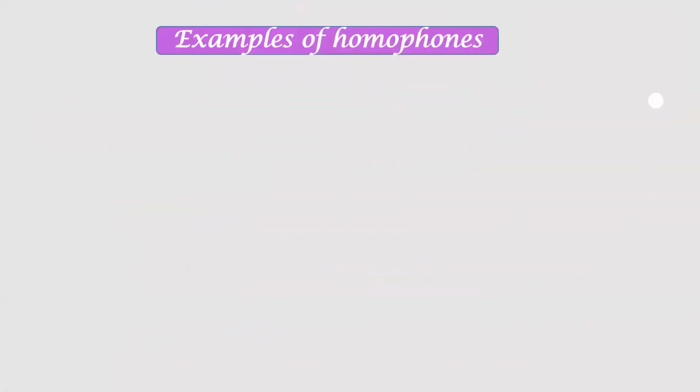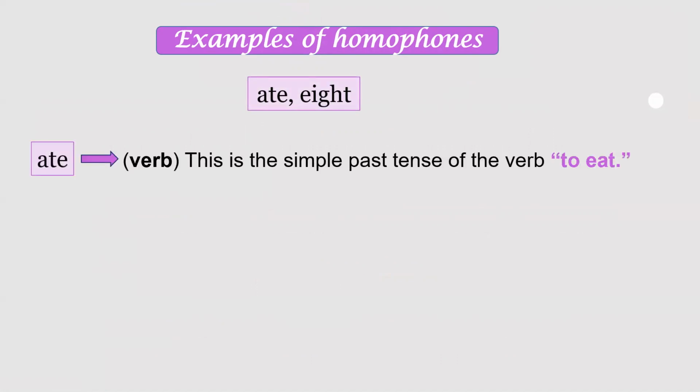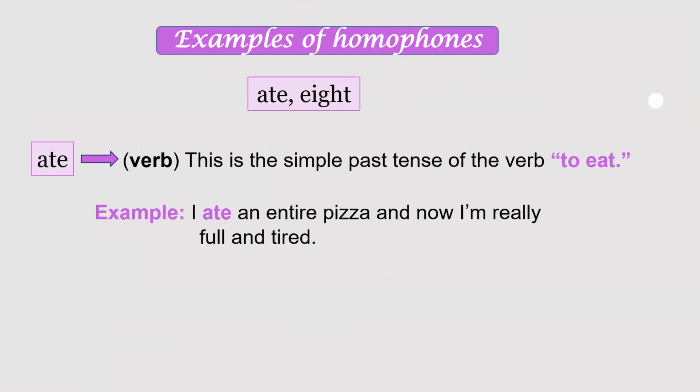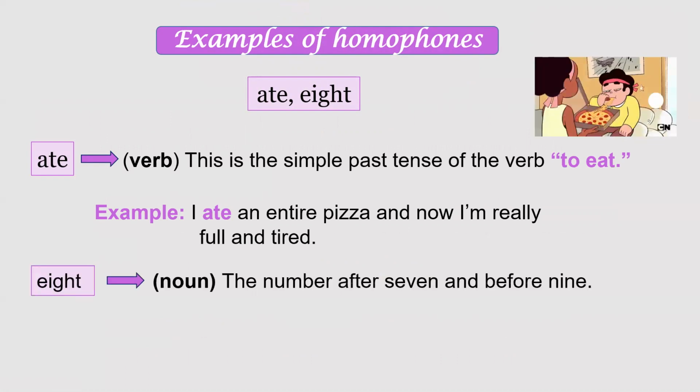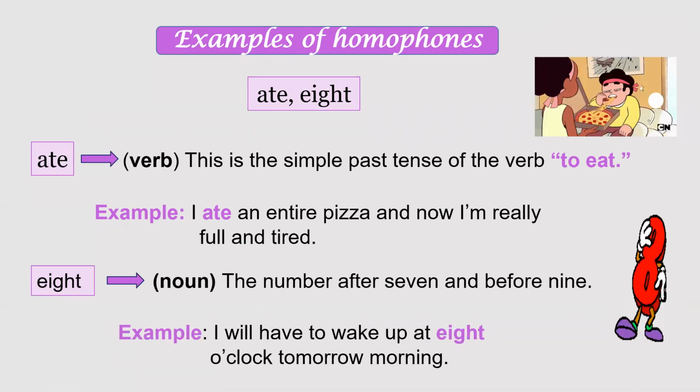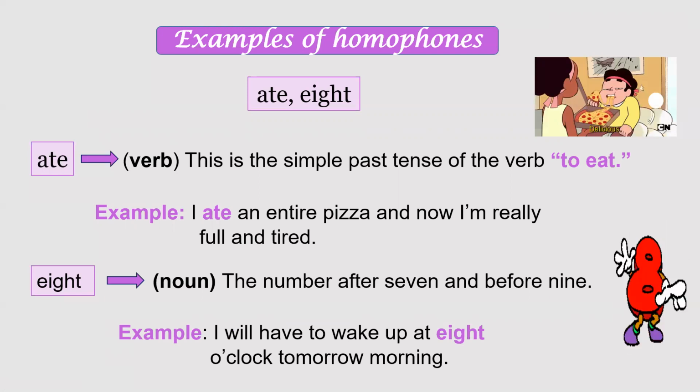Now I'm going to give you some of the most common homophones in English. Ate and eight. Ate is a verb. This is the simple past tense of the verb to eat. Example, I ate an entire pizza. Now I'm really full and tired. Eight. It is the number after 7 and before 9. Example, I will have to wake up at 8 o'clock tomorrow morning.